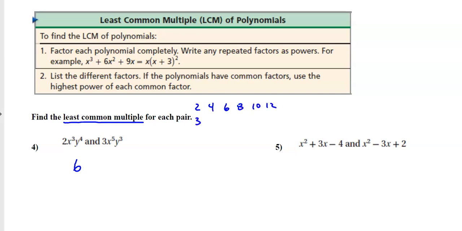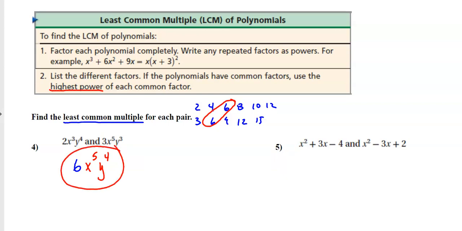Then you start counting by threes. And the first one that they share, that's the least common multiple. All right, so for this one, it'd be 6. Now, if you have x to the third and x to the fifth, this is where you are going to do the highest power. So x to the fifth would be the LCM for the x's, y to the fourth, y to the third, y to the fourth. So that is the first chunk that both of those can go into.